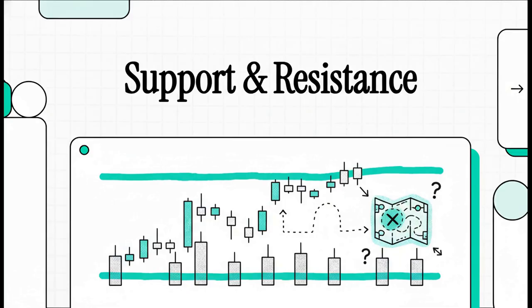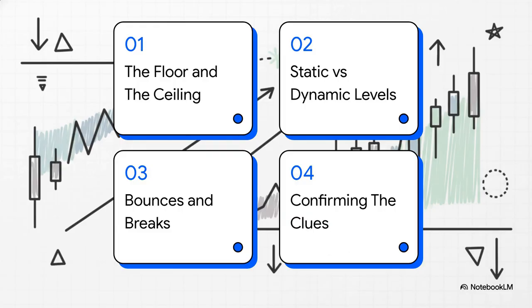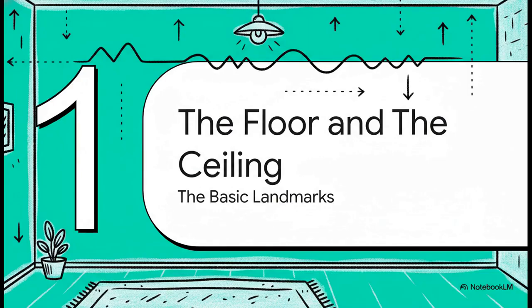We're diving into one of the most fundamental concepts in all of technical analysis: support and resistance. Here's how we're going to do it. First, we'll cover the absolute basics, what I like to call the floor and the ceiling. Then we'll look at how that terrain can shift with static versus dynamic levels. After that, we'll get into the fun stuff: how to actually trade bounces and breaks. And finally, we'll wrap up with some advanced tools to help you confirm the clues the market is giving you. Alright, let's start at square one.